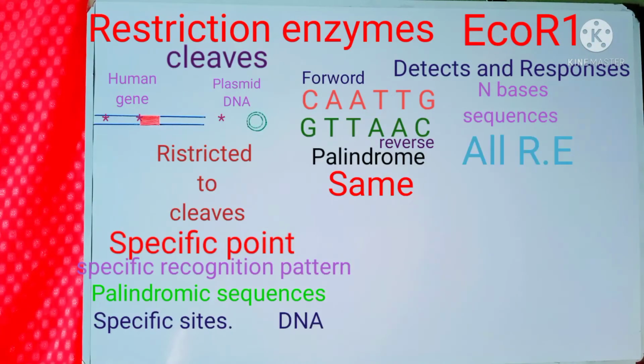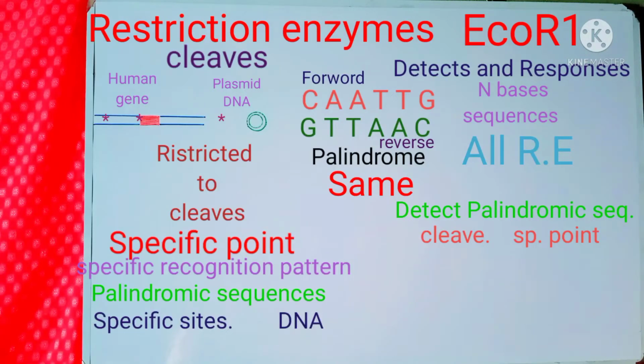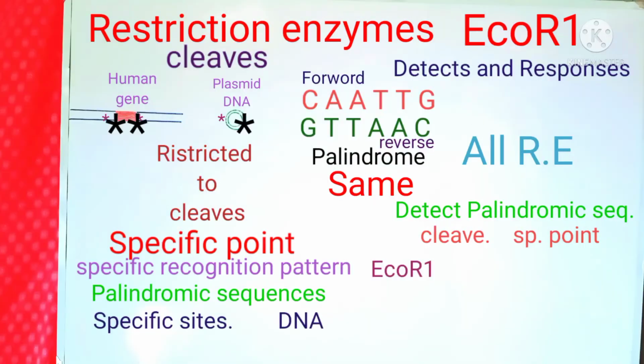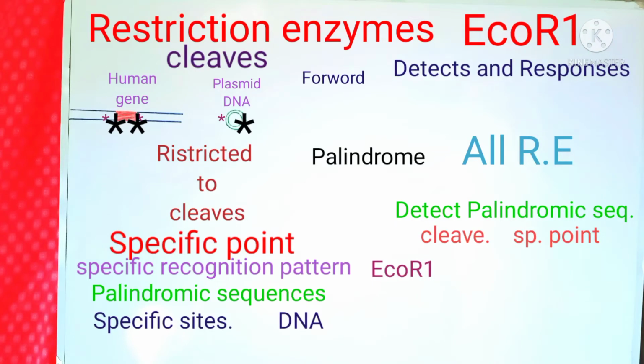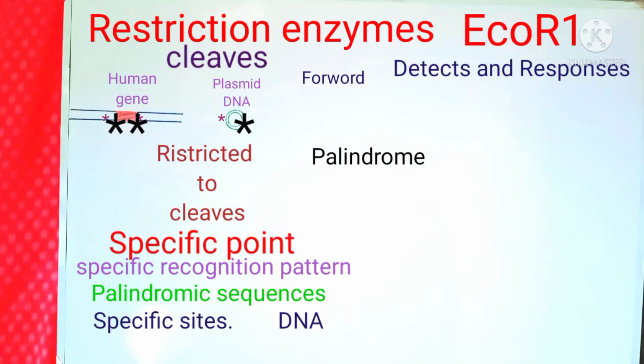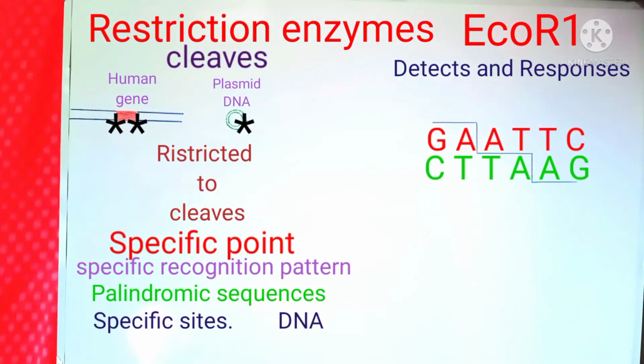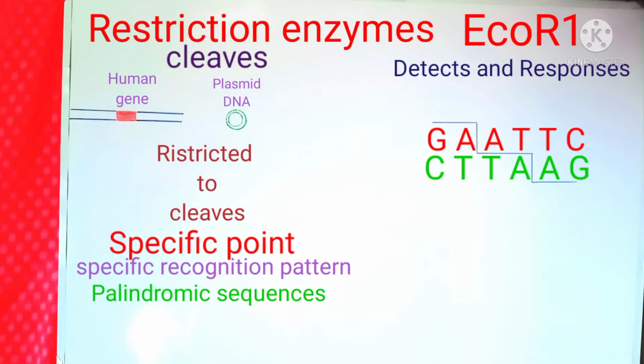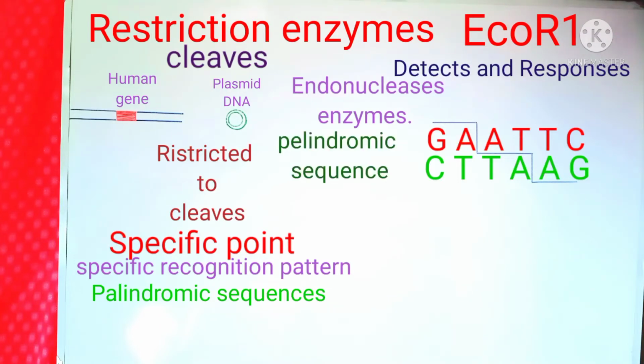So all the restriction enzymes first detect a specific palindromic sequence and then they cleave at a specific point. Now EcoR1 recognizes this specific pattern of palindromic sequence but cleaves it right after G. So it will cleave the DNA in this fashion, like this pattern. It is an example of an endonuclease enzyme and a palindromic sequence. So this restriction enzyme will be applied to cleave this segment out.